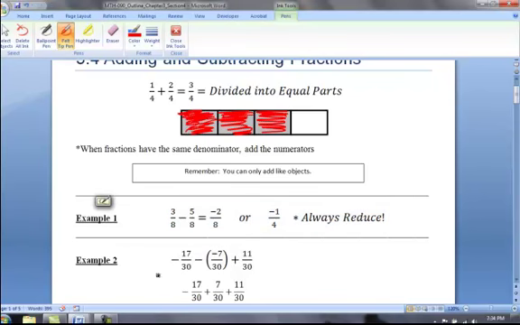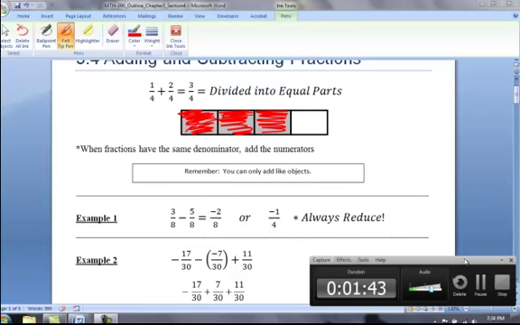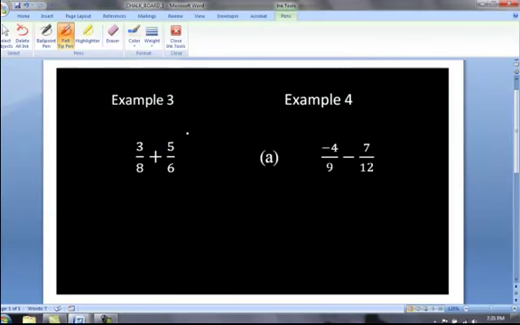Now, what happens when you have different denominators? Well, let's look at another example like that on our chalkboard. Okay, example 3 from the notes. We have 3/8 plus 5/6. Now, this is the first example where we have different denominators, and you cannot add 8ths and 6ths together. You have to have a common denominator. You have to be taking them out of the same whole.